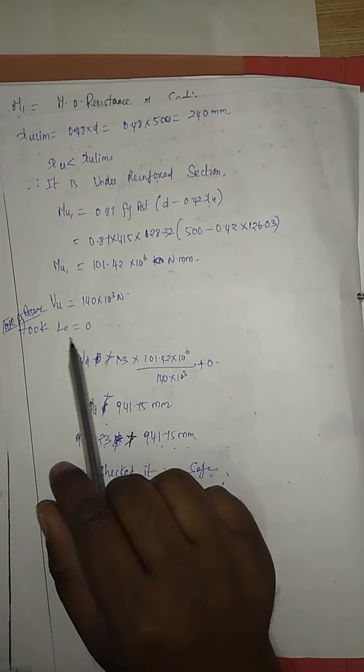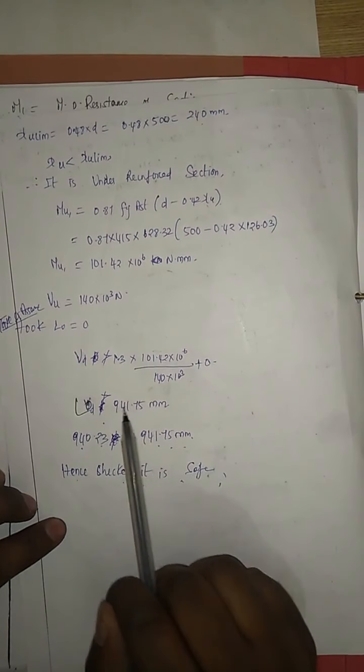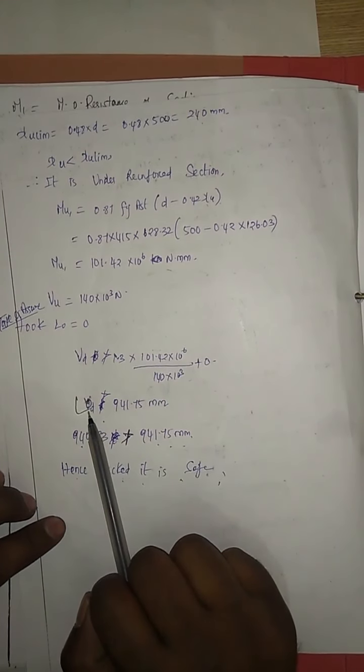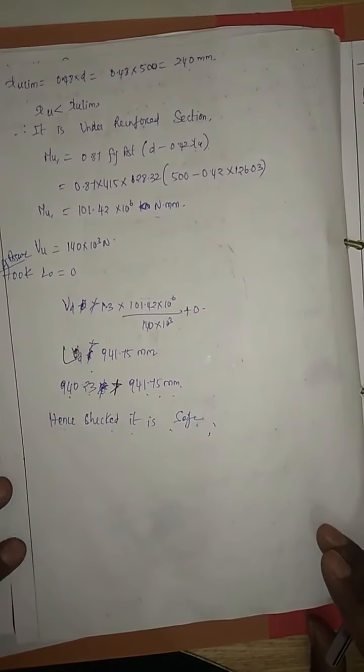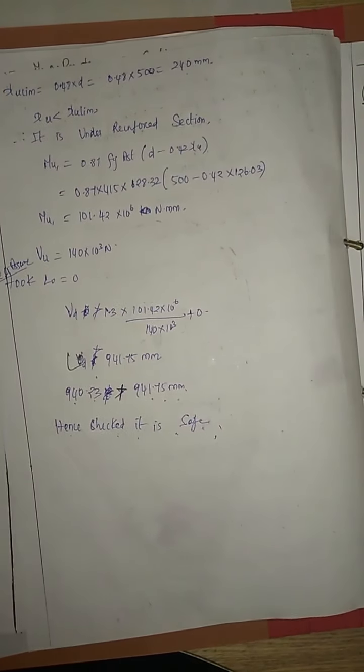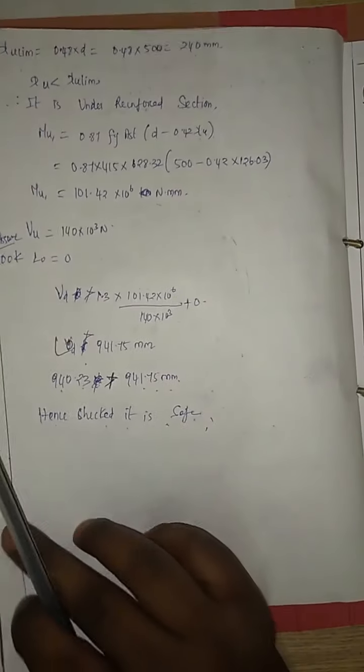L0 you will take as 0. Substitute in the formula and you will get one value. This value should be greater than the other value. If it is greater, then it is safe. This is very simple. Surely, compulsorily, they will ask this in your SPTE examination. This question will come for 6 marks.